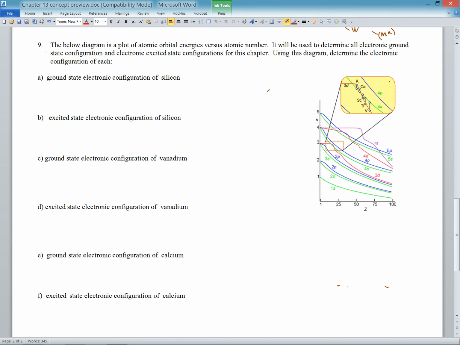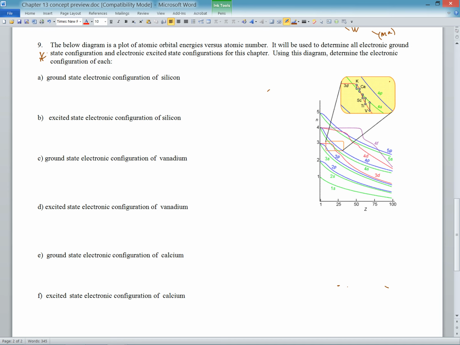So we need to practice using this diagram. That's the whole configuration, not the short version. So we need to practice using this diagram to get ground state electron configurations, using these solutions to the Schrödinger equation for the hydrogen atom: 1s, 2s, all that sort of stuff.